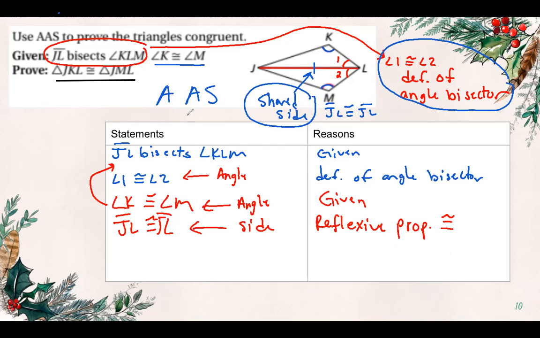So now we have everything. We have angle, angle, side. Now we can actually write out the triangle congruence statement. Triangle JKL, triangle JML, AAS. There we go. All done. Not too bad. Again, about the same length as the previous proof, right?